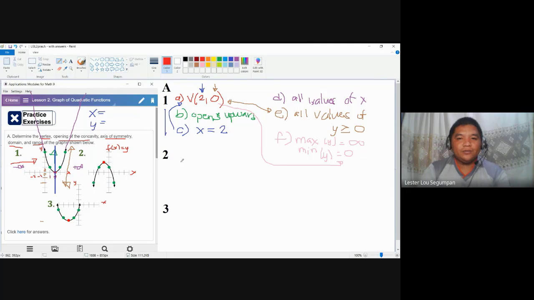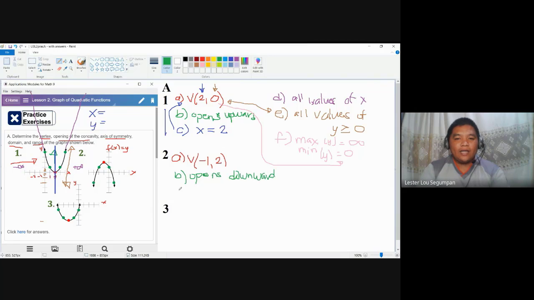So let's proceed to number 2. The vertex is the turning point. This point here, and again, assuming that all steps here are in terms of 1 unit, the vertex is at -1 and 2. That's your vertex. Letter B, I already answered this earlier when I said it opens downward.